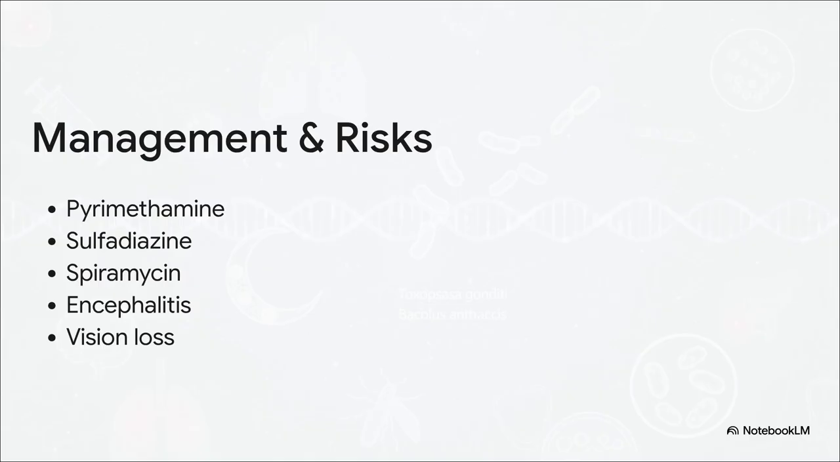Rounding out DAPSA for toxo, we have management and complications. Healthy individuals, they might not need any treatment at all. But for the immunocompromised, the gold standard is pyrimethamine plus sulfadiazine and folinic acid. If the patient is pregnant, we use spiramycin. The complications of getting this wrong are dire. We're talking toxoplasmic encephalitis, permanent severe vision loss, and fatal disseminated disease.